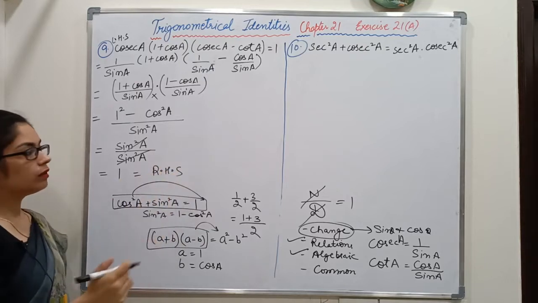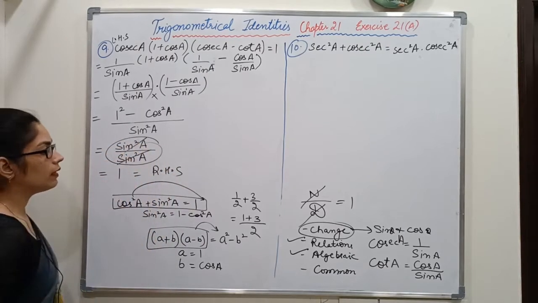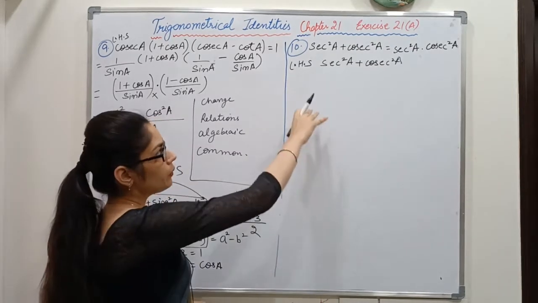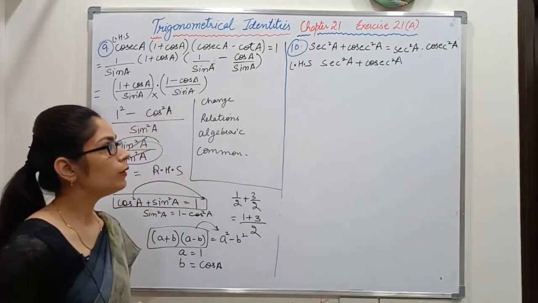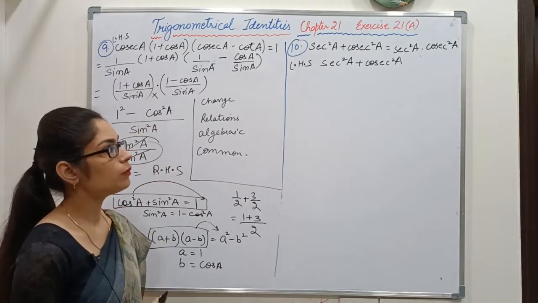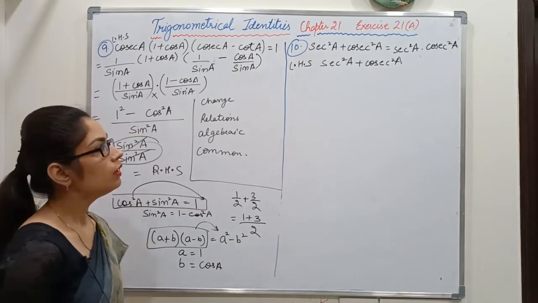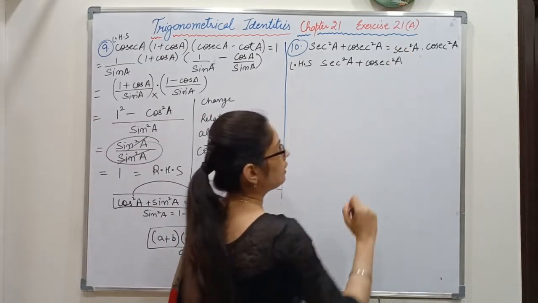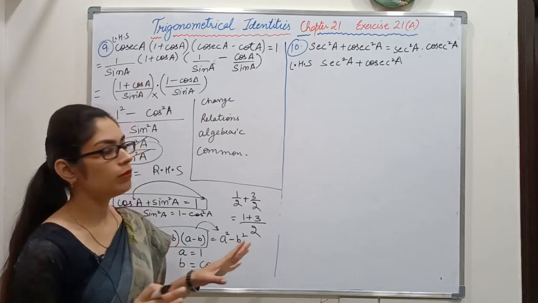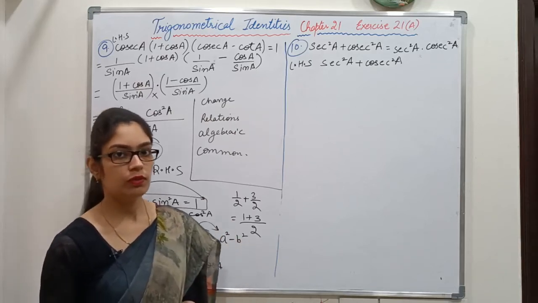Same thing, we made numerator and denominator same. So in this question we have to prove secant square A plus cosecant square A equals secant square A into cosecant square A. So I will first look at the right hand side, we can analyze what we actually need. So if we know, it will be easy.